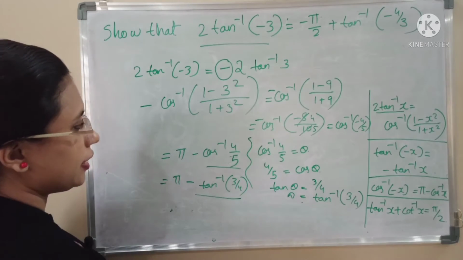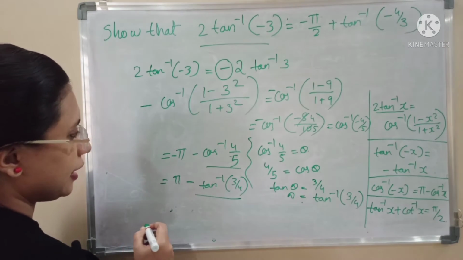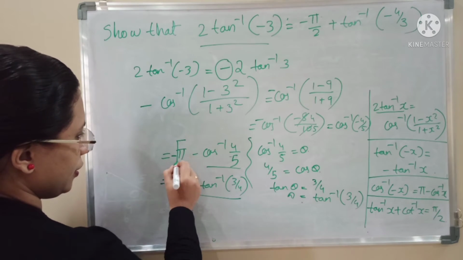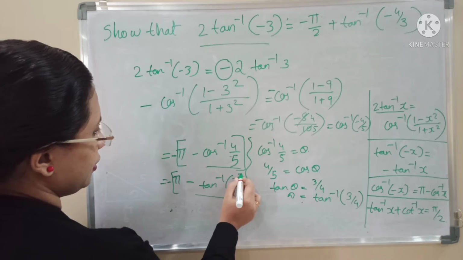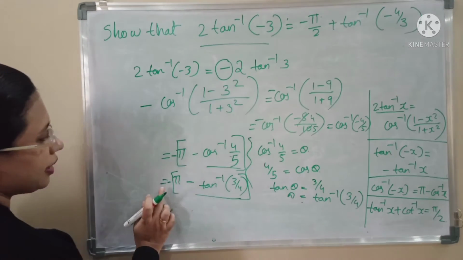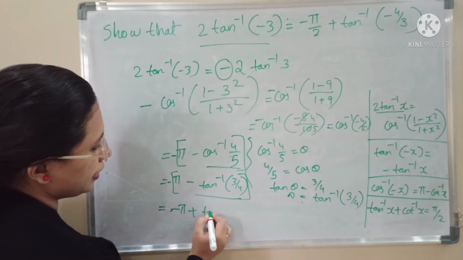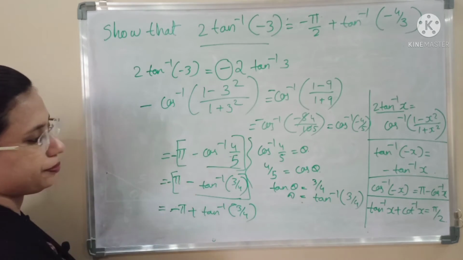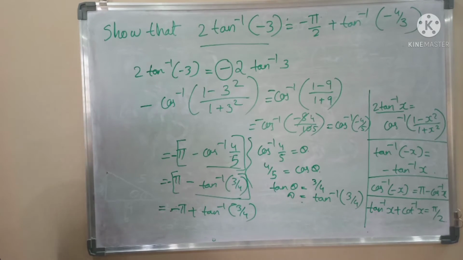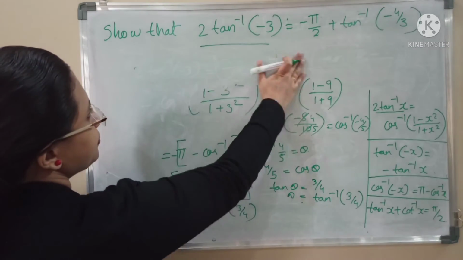So there is a negative sign. So here also there is a negative sign. So put the bracket. There is a negative sign. So when we multiply the negative inside, it will be minus pi plus tan inverse 3/4. Clear? So we are moving to the next step.